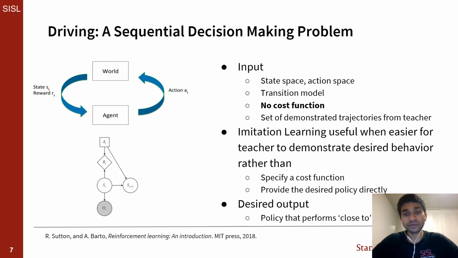What we do have though is a set of demonstrated trajectories from the teacher. In this case, that's the recordings we've obtained from NGSIM Highway 101 data. So this is when imitation learning is useful, where the teacher cannot really articulate the cost function or even directly provide a policy, but can provide some demonstrations. And here the desired output is a policy that performs close to the demonstrator.